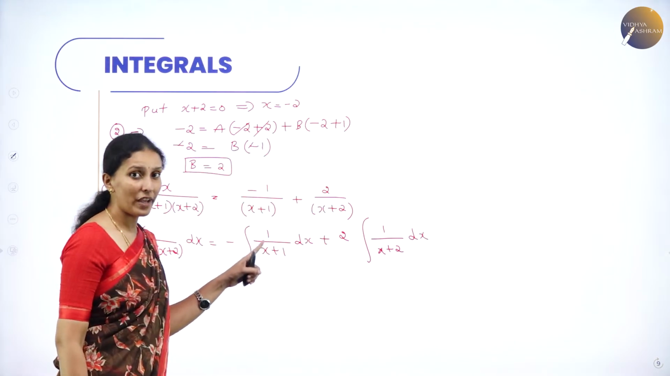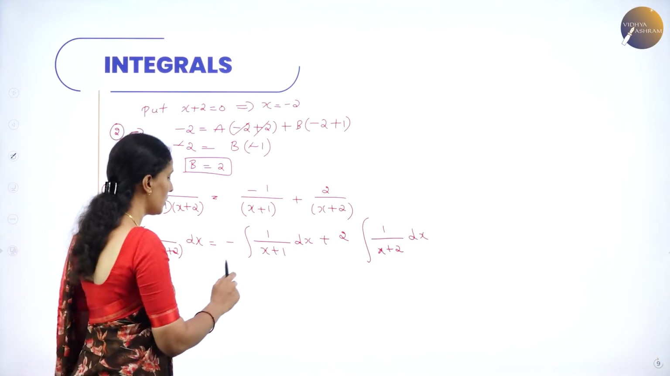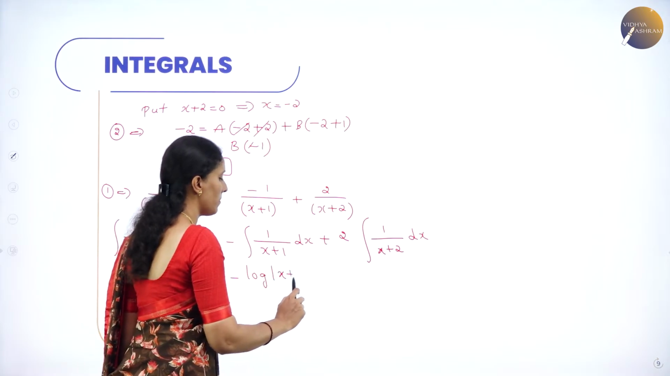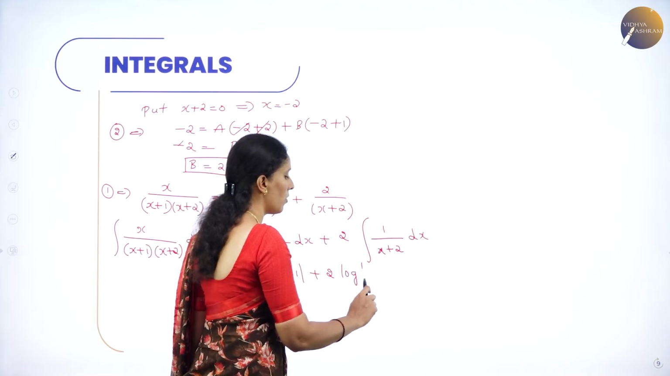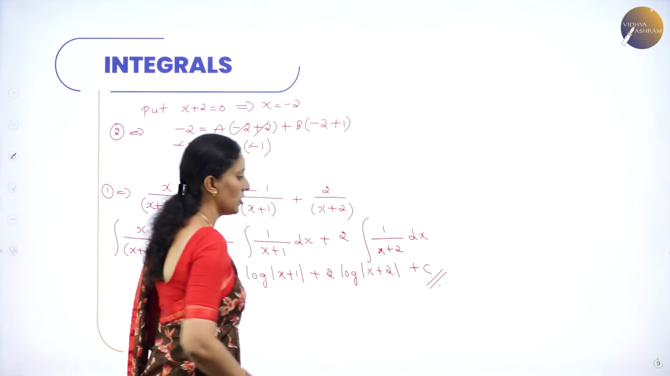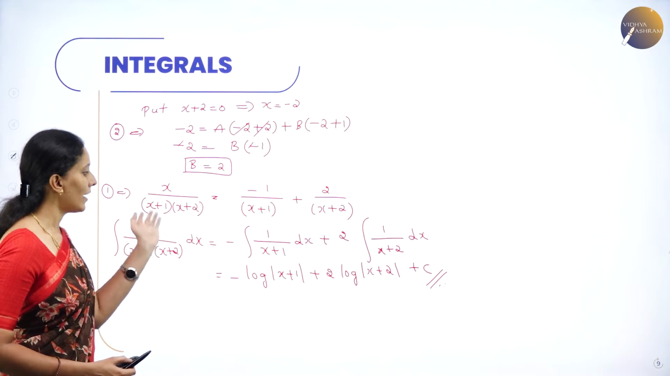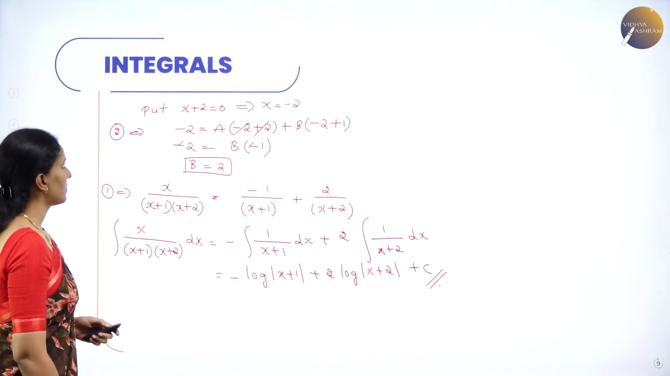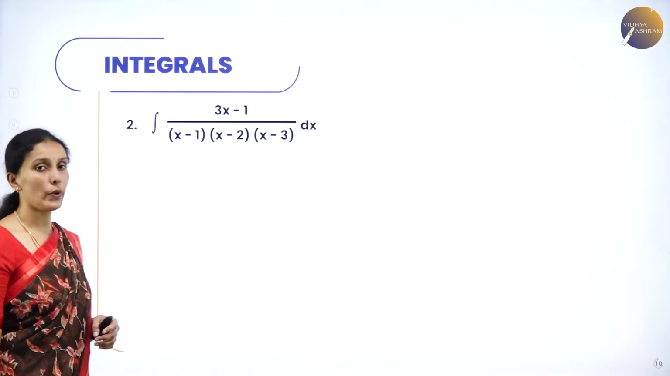Now this is in the form of ax plus b. 1 over ax plus b is nothing but log of ax plus b. So this becomes minus log modulus of x plus 1, and here plus 2 log modulus of x plus 2, plus c. So this is the answer. So first we will resolve them into partial fractions and then we will apply the integral and find the integral. Next, integral of 3x minus 1 divided by x minus 1, x minus 2, x minus 3.